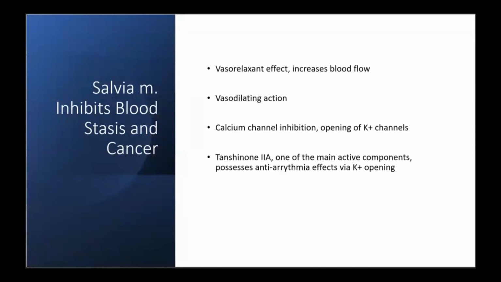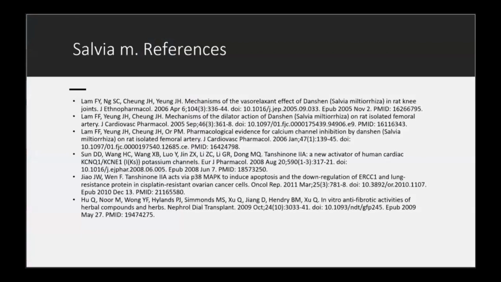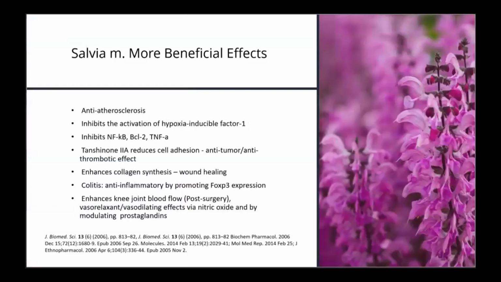You can see that it has anti-arrhythmia effects, very good in arrhythmias and AFib, using Salvia miltiorrhiza. Vasorelaxant, vasodilating, calcium channel inhibition. A few references for all that. Anti-atherosclerosis, inhibits HIF1, NF-kappa B, BCL2, tumor necrosis factor alpha. Tanshinone IIA reduces cell adhesion, has anti-tumor effects, collagen synthesis.